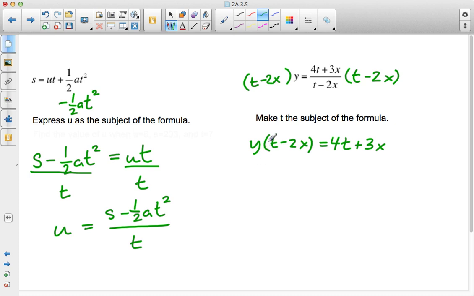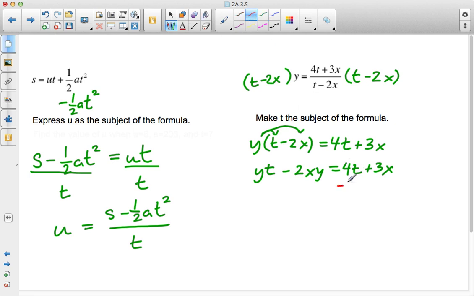We're going to go ahead and expand that y using the distributive property because I want to get rid of the parentheses. So that's going to get me yt minus 2xy equals 4t plus 3x. So once I get rid of those parentheses, then some magic can happen, really. Because the next thing I'm going to do is switch values around so that my t's are on the left side and my other values are on the right side.